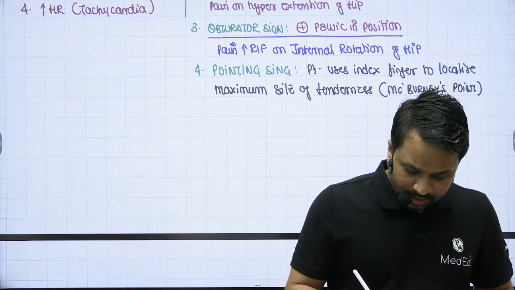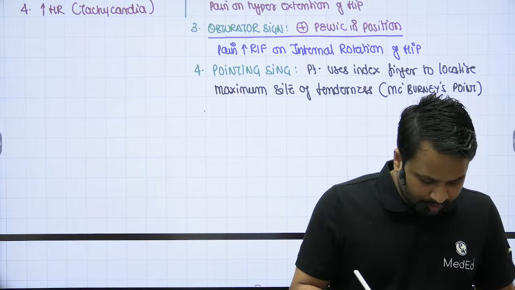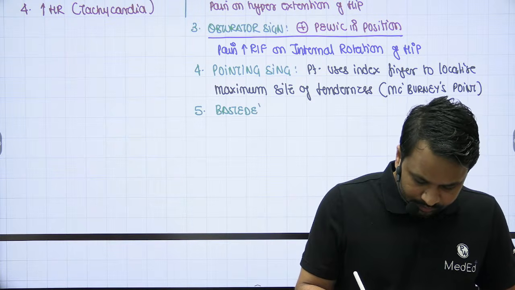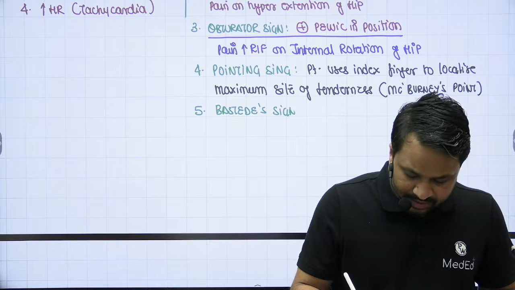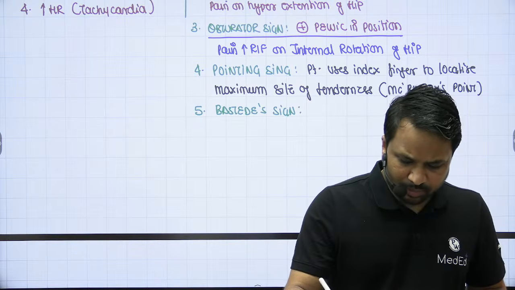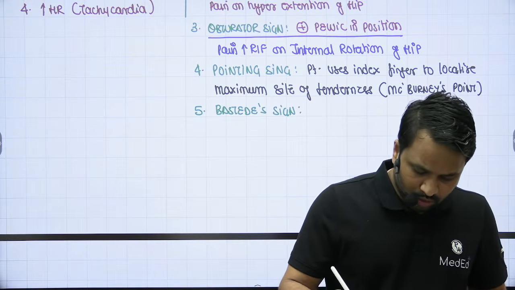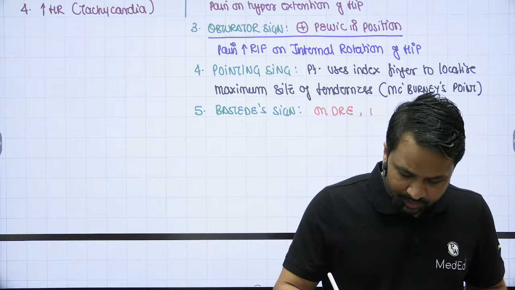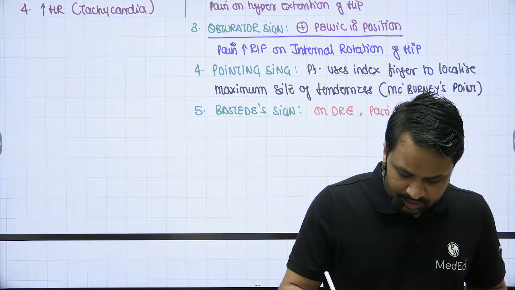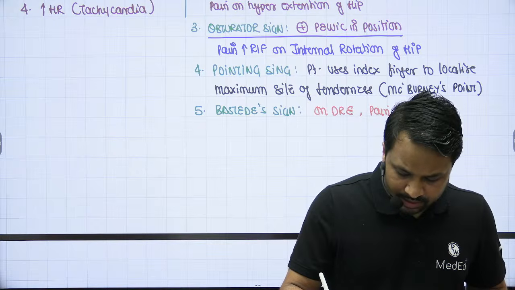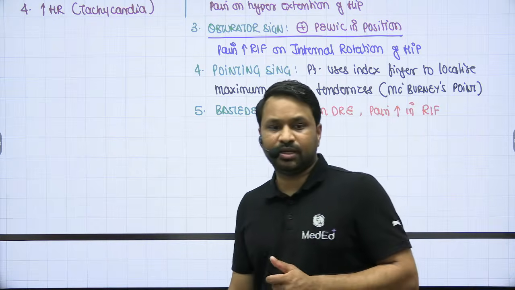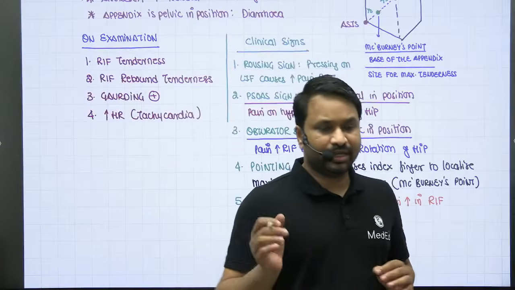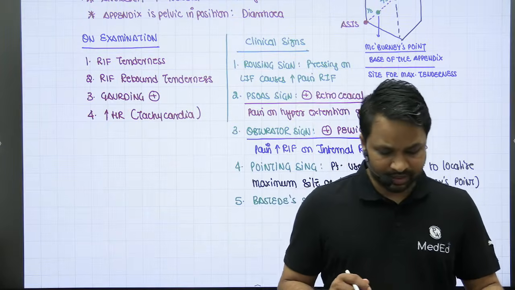The last one is going to be your Rovsing's sign. If you inflate the rectum, or you do a per-rectal examination, so on digital rectal examination, there will be increased pain in the right iliac fossa. The increased pain in the right iliac fossa, that is the sign. So these are the clinical signs of acute appendicitis that you should be aware of.